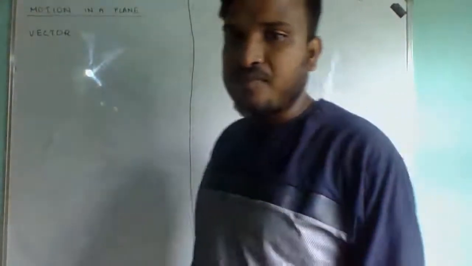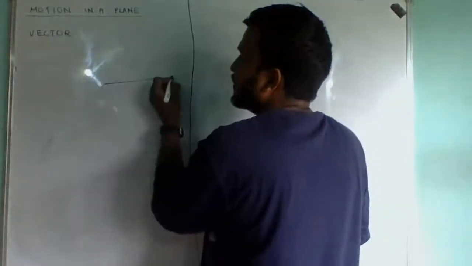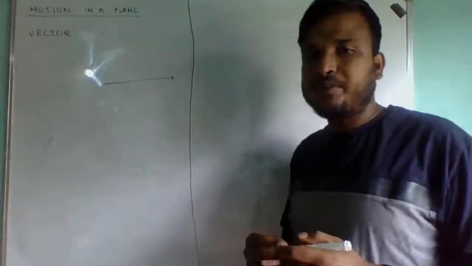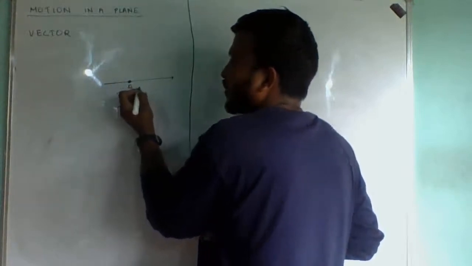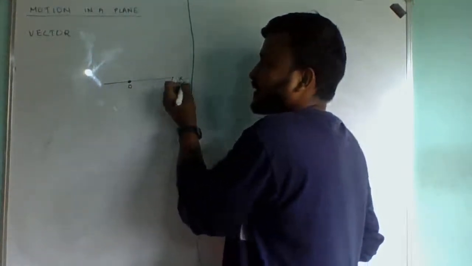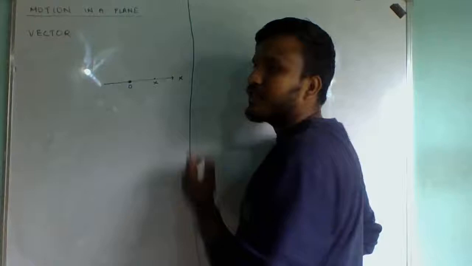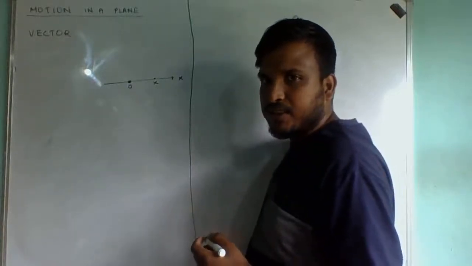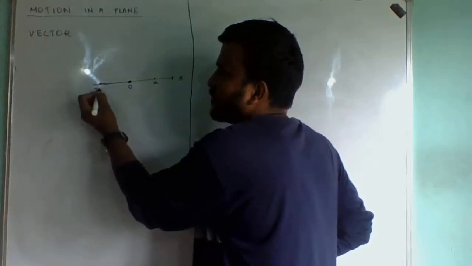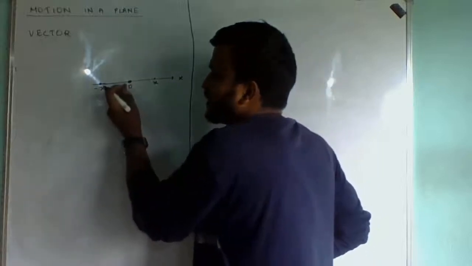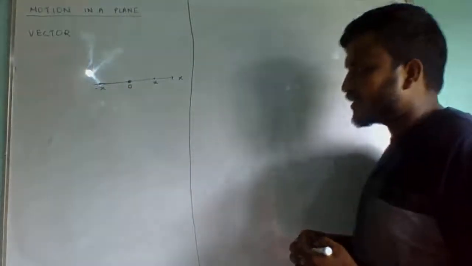Now, you see, when an object moves on a straight line, suppose this is the origin, and from the origin it is moving toward the positive x-axis. Suppose it moved x distance along the x-axis. And if it moves on the left side of this origin, it will be minus x, because on this side, the x prime axis, a minus sign is given.